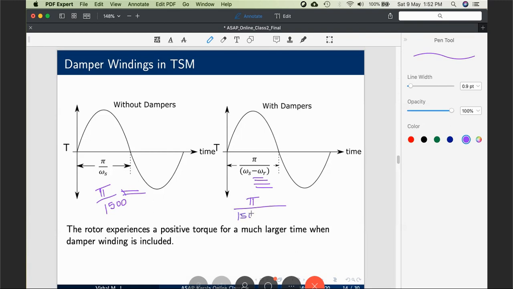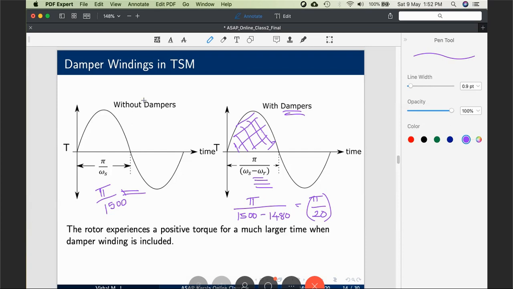Synchronous speed is 1500, and since it works as an induction machine now, the damper winding is doing that. It may reach a speed close to that, let's say 1480 rpm. This is pi by 20, which means a positive torque is there for a much larger duration of time if you have dampers, which means the rotor gets enough time to react to this positive torque. Once it starts moving, we give the DC excitation. Now the steel piece becomes a magnet with north and south poles, and they get magnetically attracted to the rotating magnetic field and get locked. This is how a synchronous machine starts.